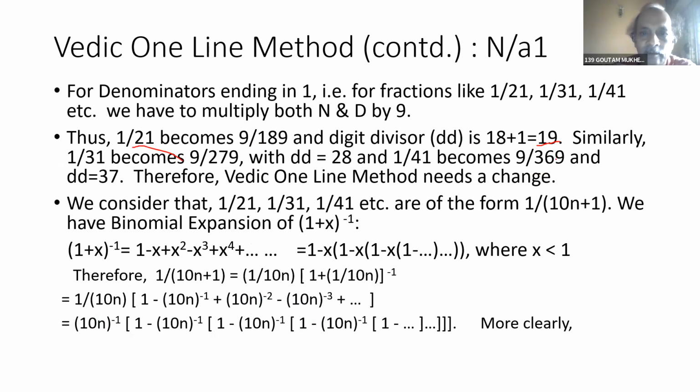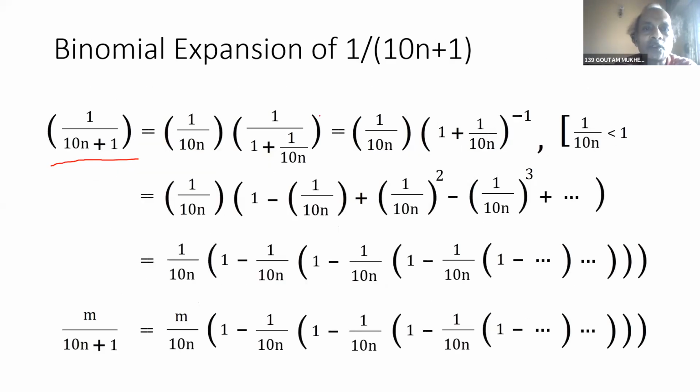You got the idea? I wanted to avoid dividing by 31, but I arrive at dividing by 28. It is so big because I am multiplying by 9, which is almost an order of magnitude higher. So in order to avoid that, the whole procedure is changed. Binomial expansion of 10n minus 1 by 10n plus 1 is considered, and we find that instead of plus, we always get a minus.